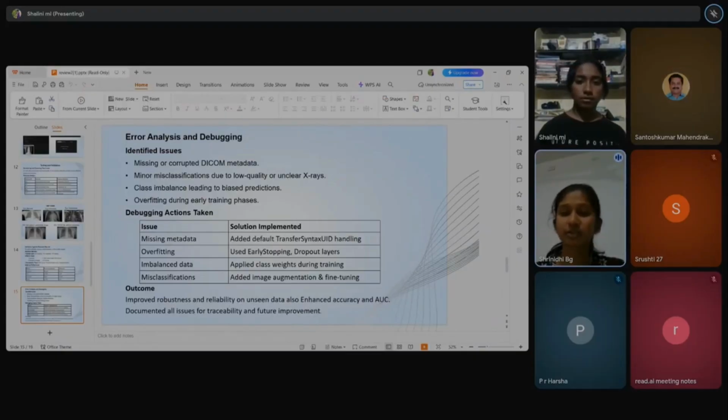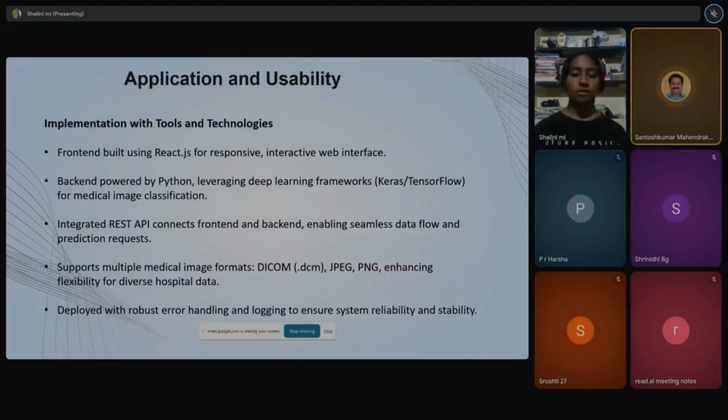Next one will be continued by Shalini. Okay, now it is visible. You can proceed.